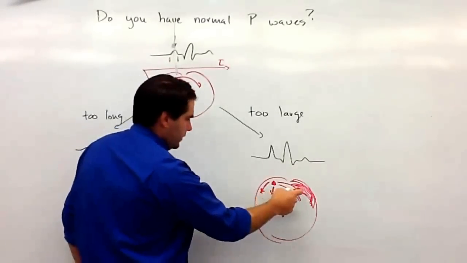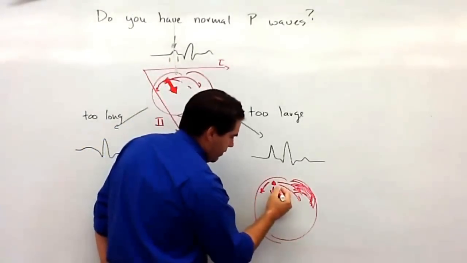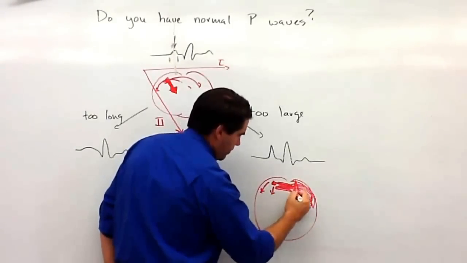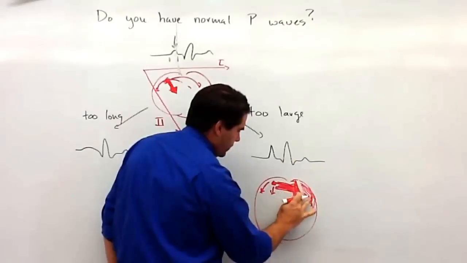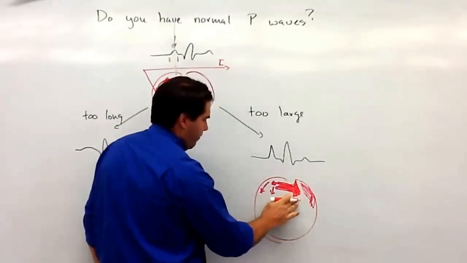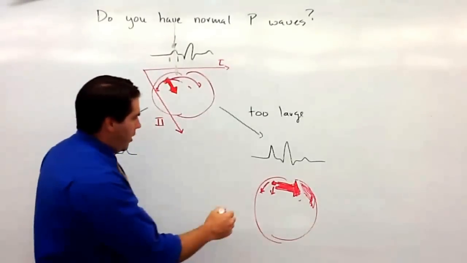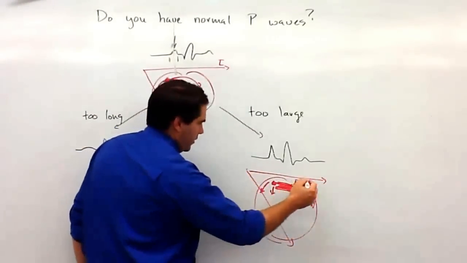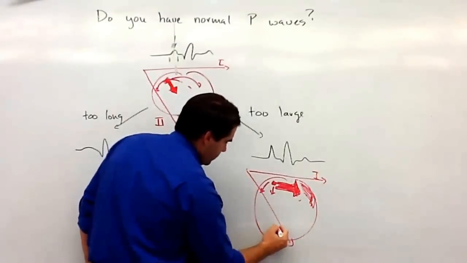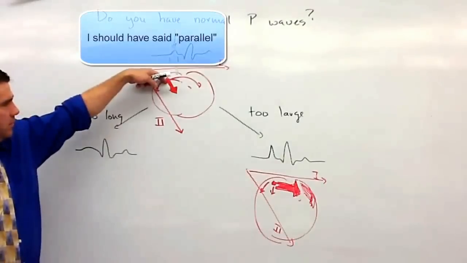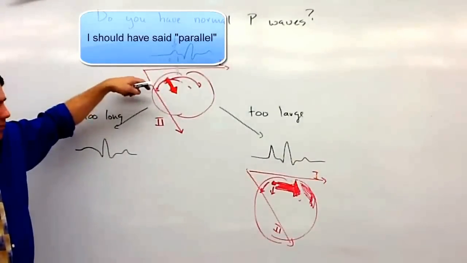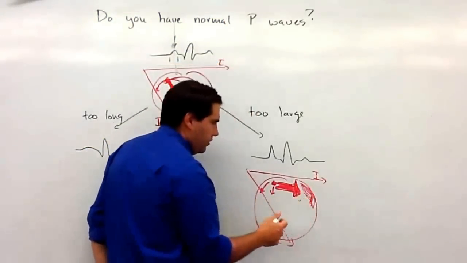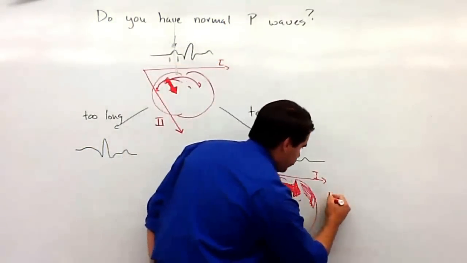If we add extra voltage over here, then now this voltage vector is kind of heading in this direction. Now the P wave would be larger in 1 than in 2. So here, the P wave is more perpendicular to 2, so the P wave would be larger in lead 2. Here, since I've added voltage over here, and you can add voltage over there if you have something like mitral stenosis.